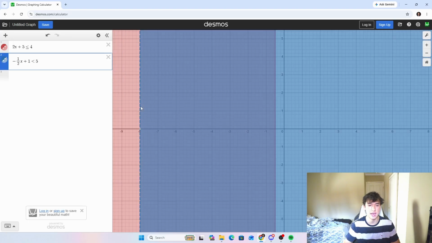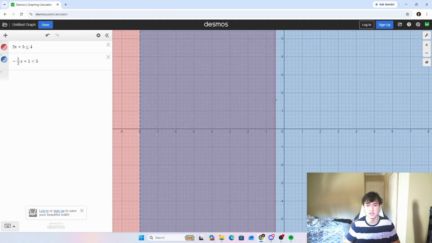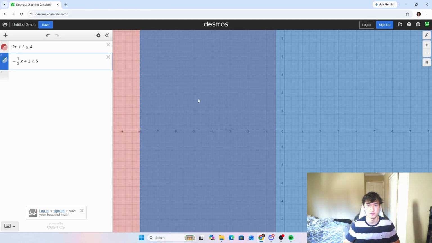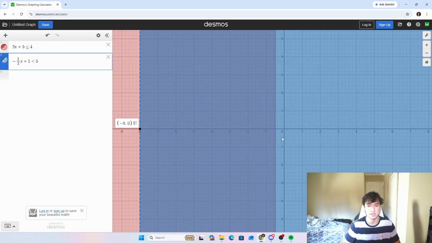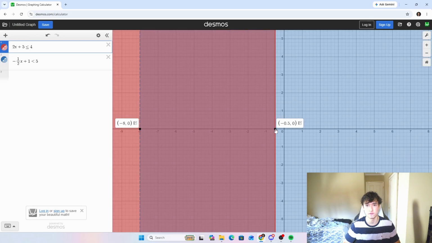Here we have from this line to this line is the solution because that is where it's intersecting. So from this blue line to the red line is the solution. So algebraically, if you were to do this, you would be able to find out that x is going to be in between -8 and -0.5. But you don't have to do any work on Desmos. You can literally just graph it and then boom.